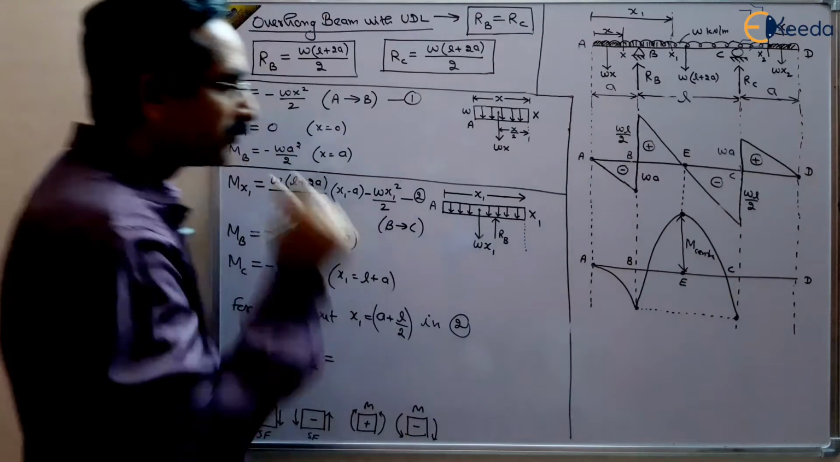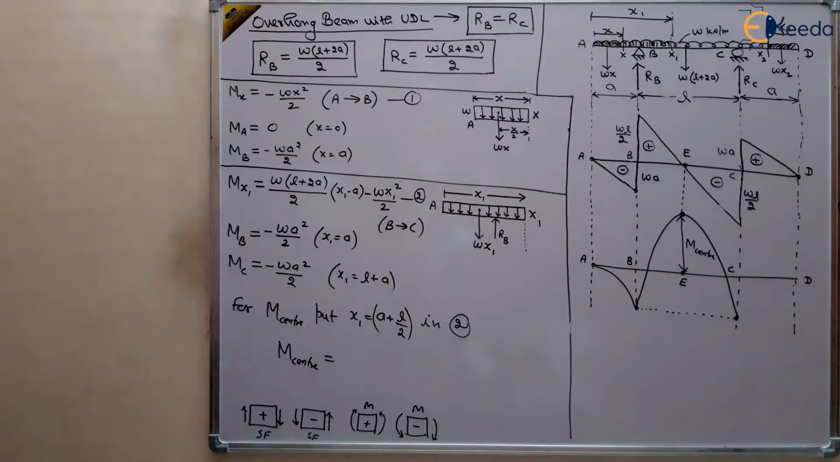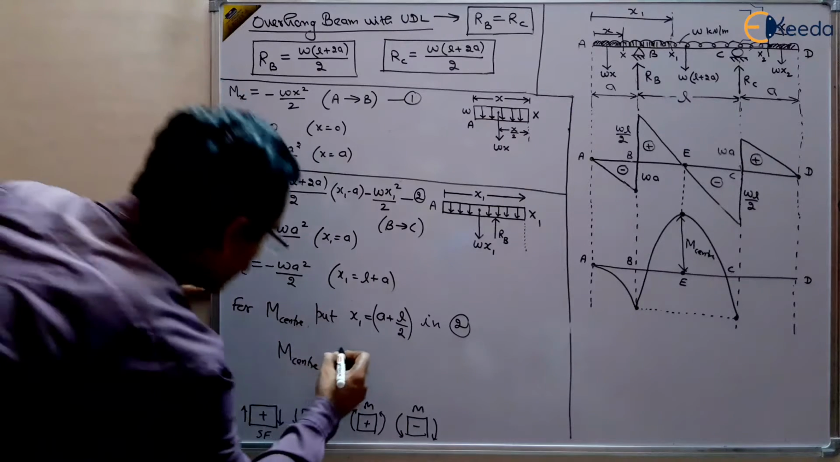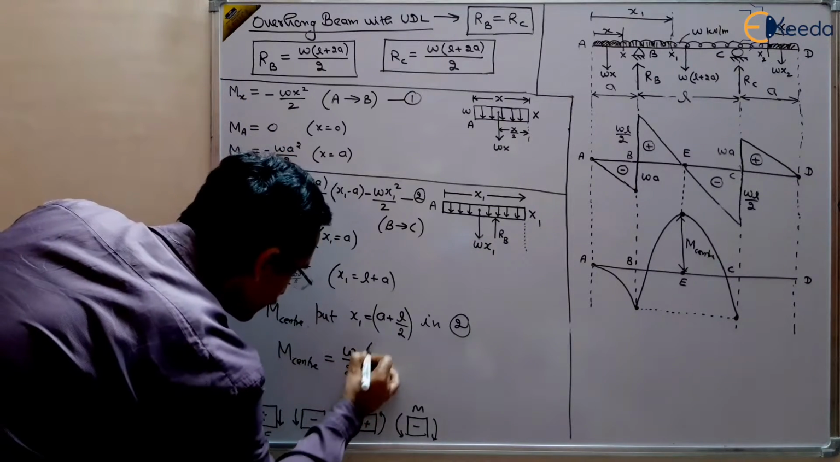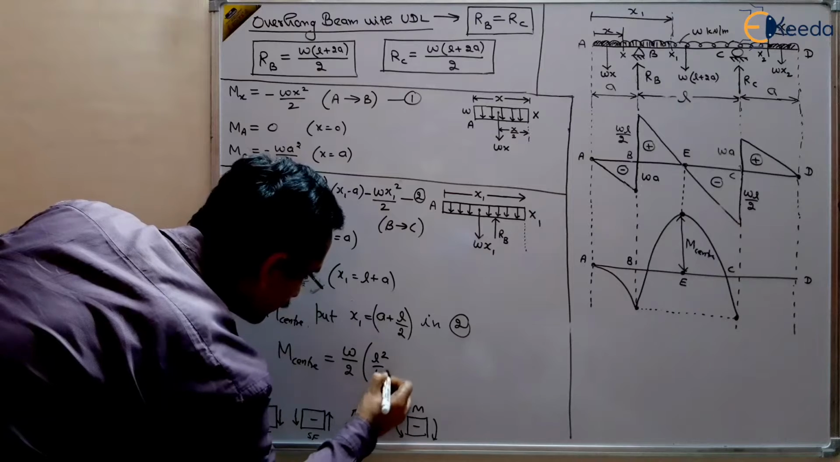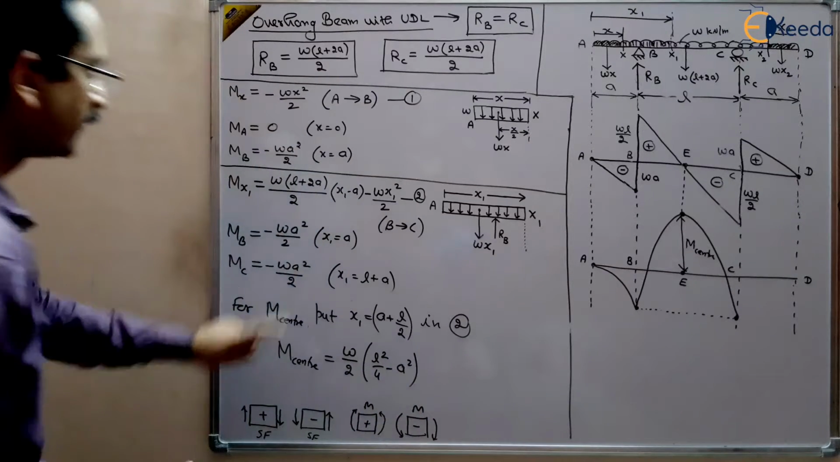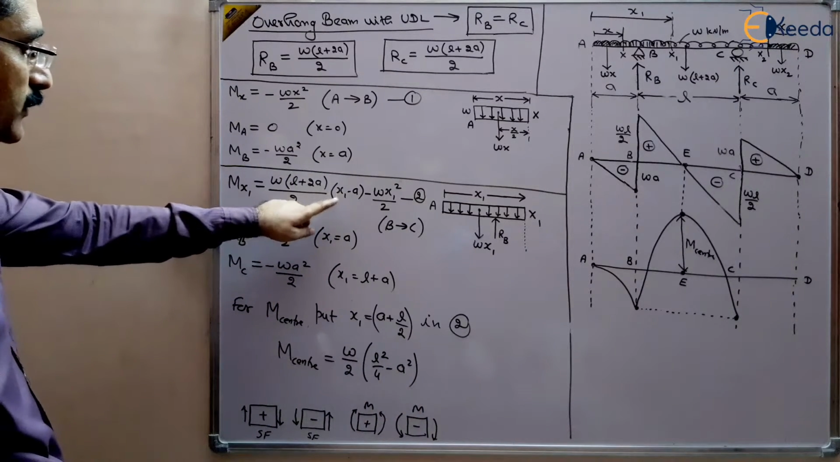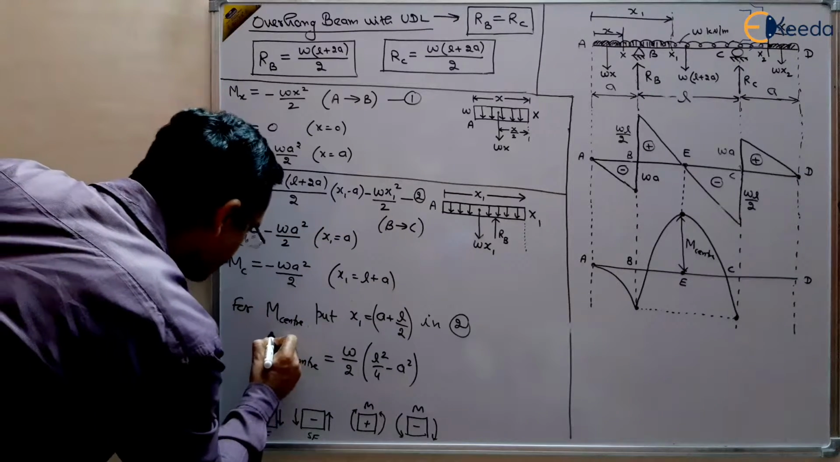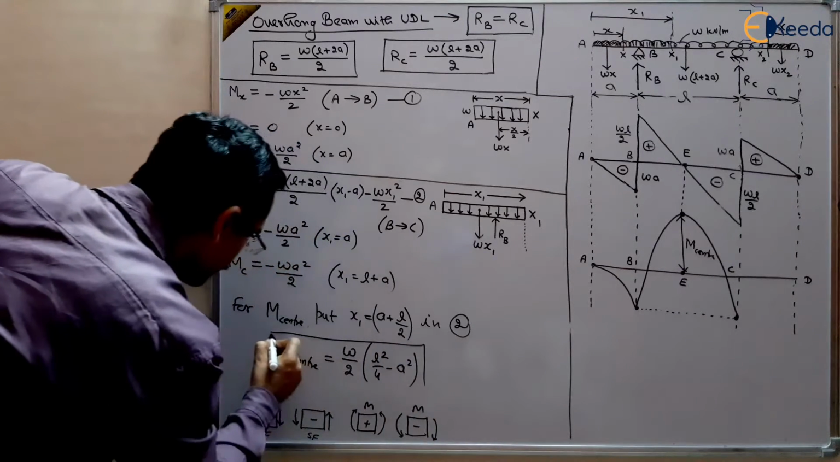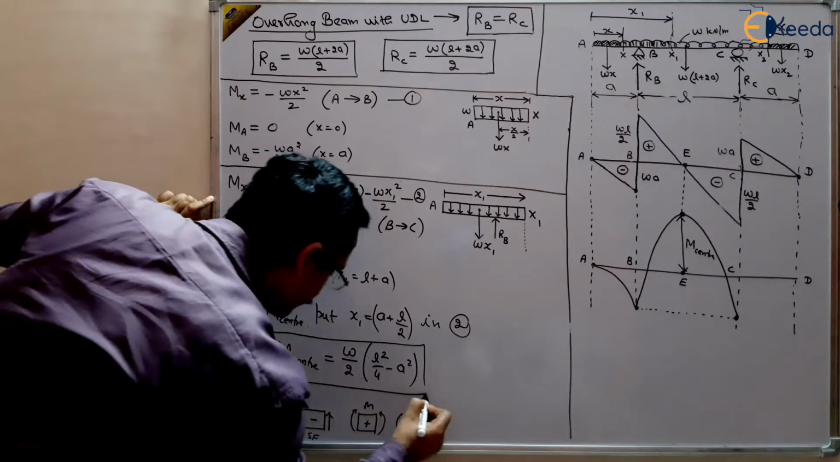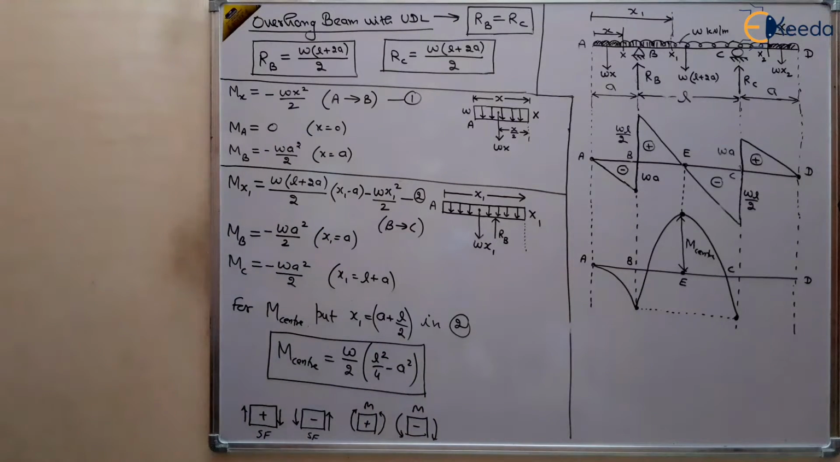At the center point, what is the bending moment? M center. So put x1 is equal to a plus l by 2 and you will get the bending moment at point E, at the center of the beam. What value will you get? w by 2 into L square by 4 minus A square. This value you will get when you put here x1 is equal to a plus l by 2. So this is the maximum bending moment, the bending moment at the center.